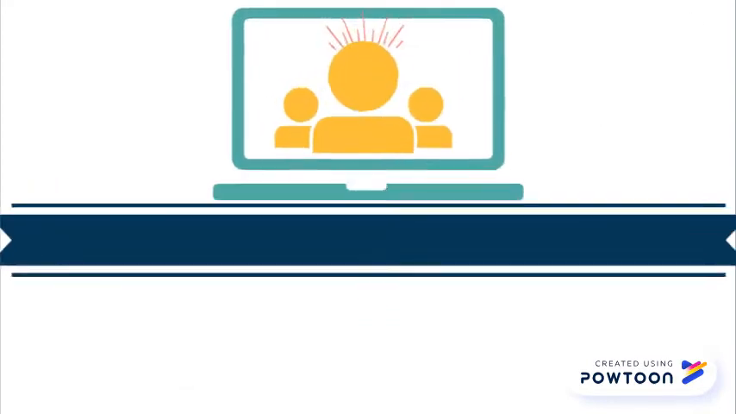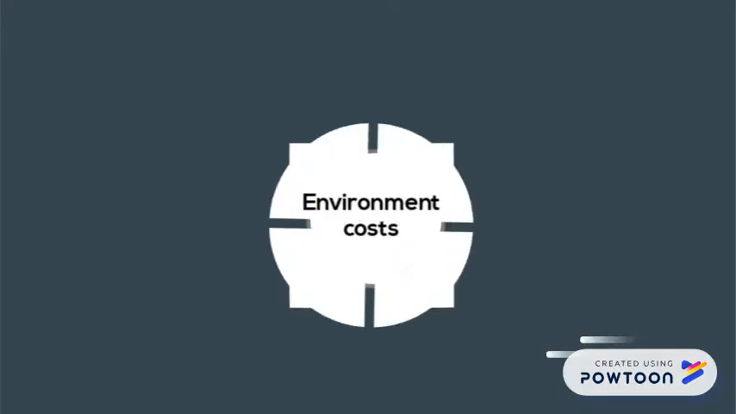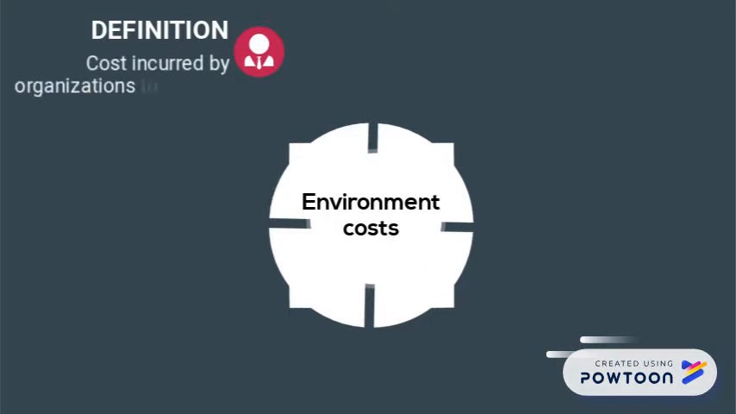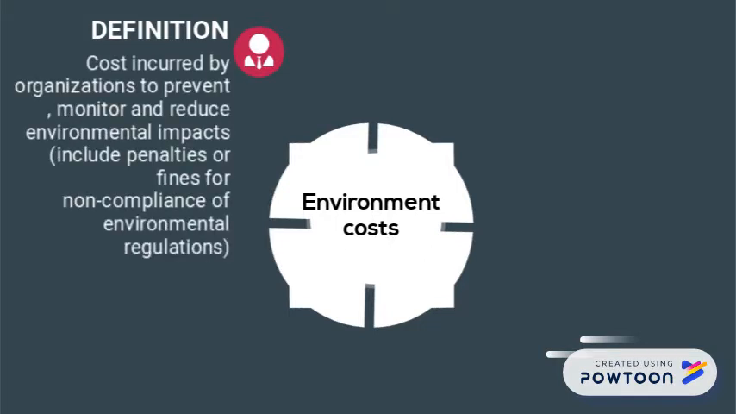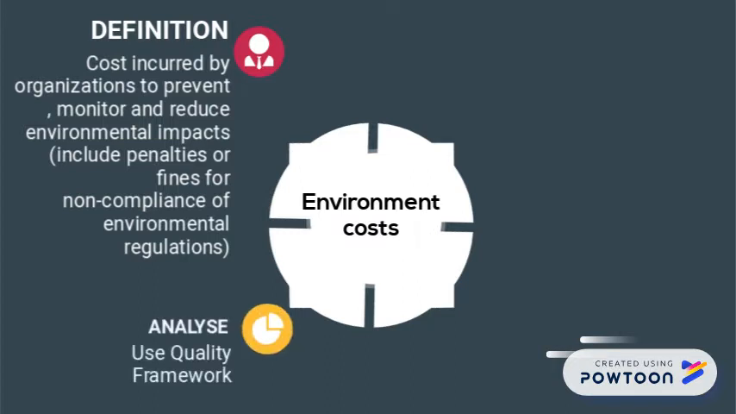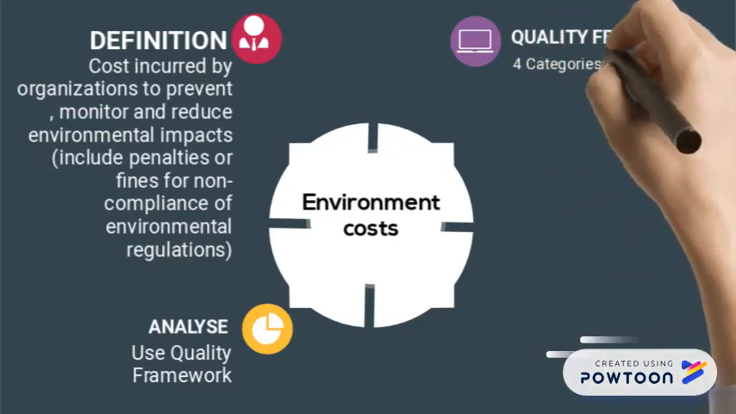First, let us look at environment costs that is a measure of financial EMA. In simple words, environment costs are the costs incurred by the organizations to prevent, monitor, and reduce environmental impacts, which include penalty or fines for non-compliance of environmental regulations. To analyze environmental costs, we can use the Quality Cost Framework as a guidance. According to the framework, environment costs can be categorized into four categories.